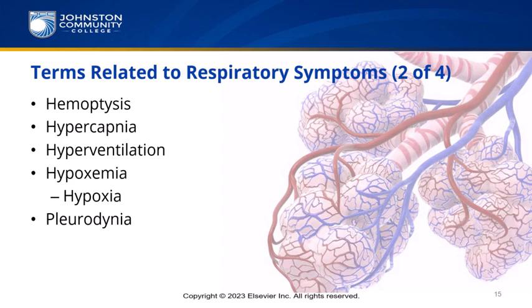Hyperventilation is abnormally increased breathing, whereas hypoxemia, remember hypo is our prefix for deficient, oxo is our combining form for oxygen, and then emia is blood condition. Please remember that emia is blood condition. It's not blood, it's not condition, it's blood condition. Which means hypoxemia is a condition of deficient oxygen in the blood. Hypoxia, however, is a condition of deficient oxygen in the tissues. Then, lastly, we have pleurodynia, which is pain in the chest as a result of inflammation of the intercostal muscles.